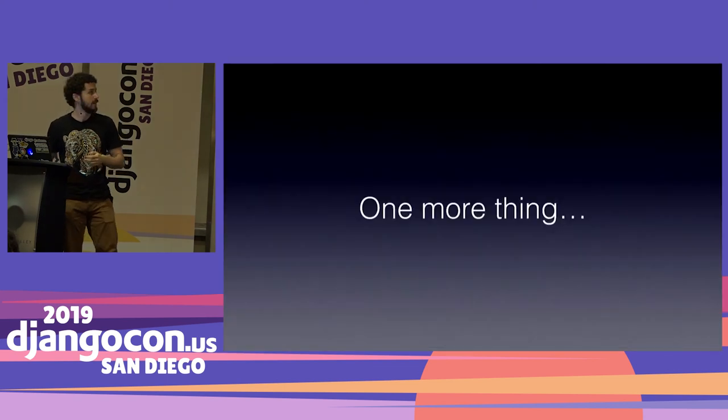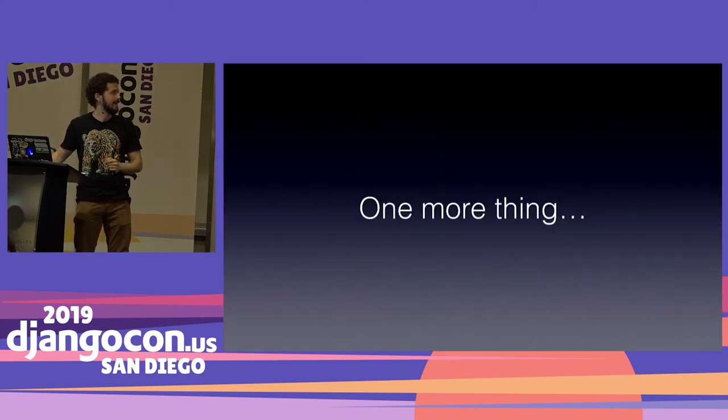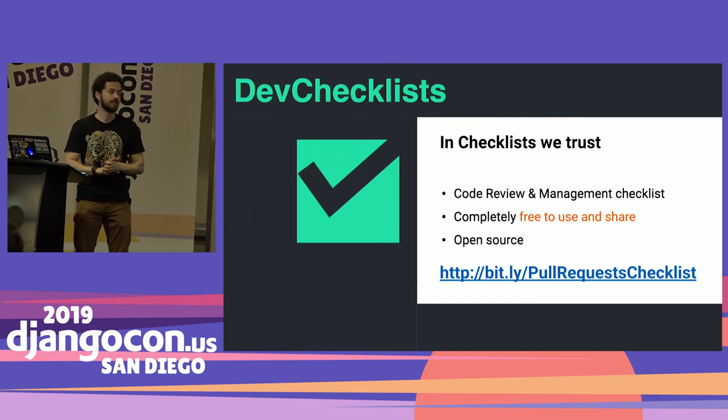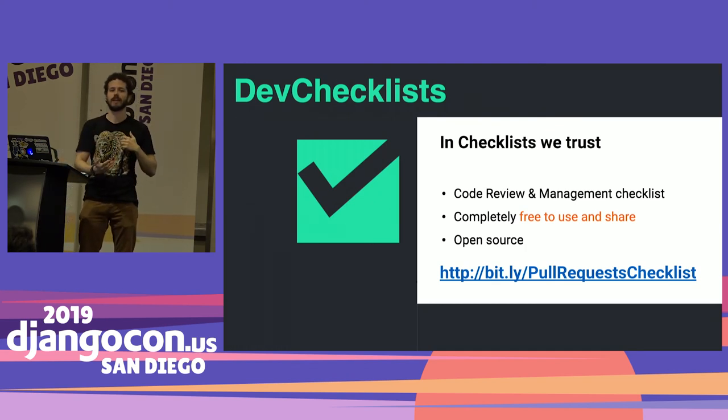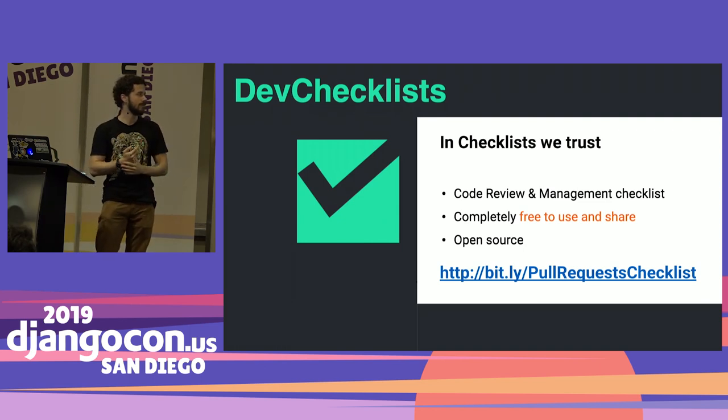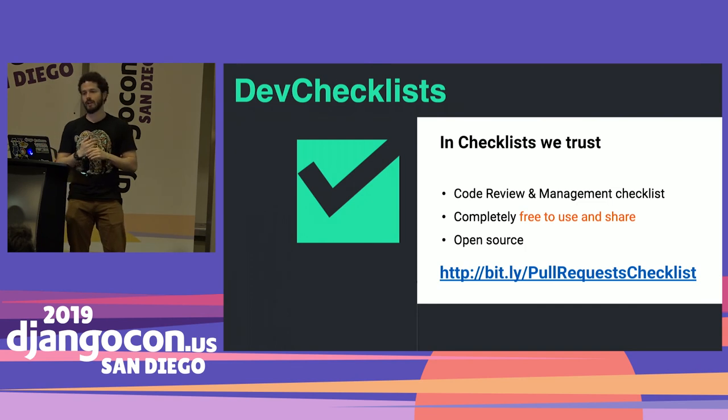And finally, there's one more thing. We at Vinta like checklists very much. And we've created a checklist for code review and management. It's not something that you use for every pull request, but something that you might want to go through for establishing your code review and management process. So if you access this URL, bit.ly/pull-request-checklist, you can access it.